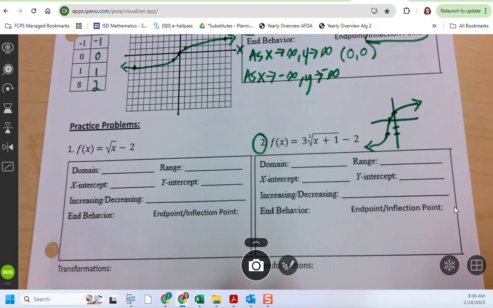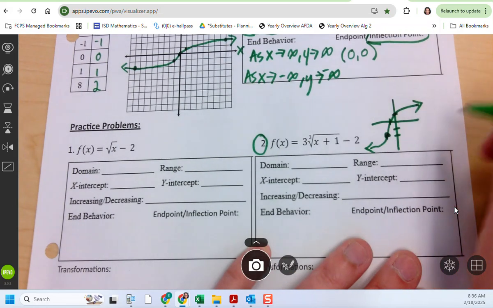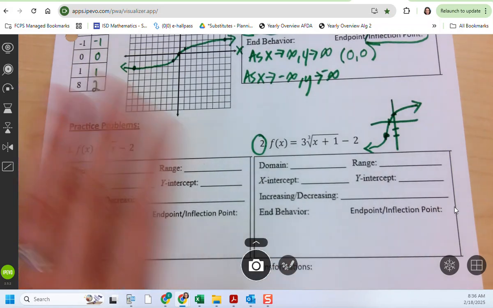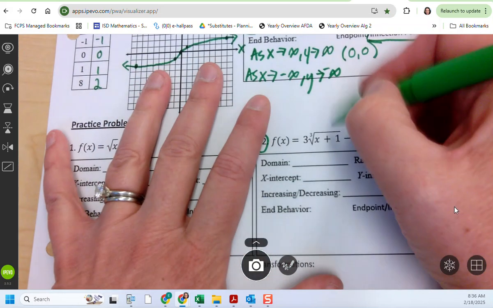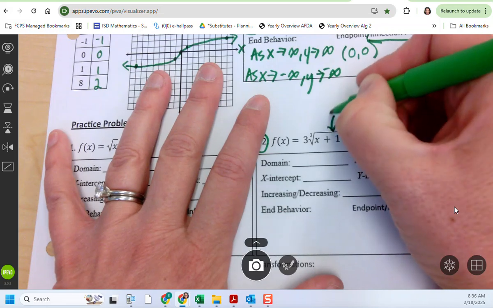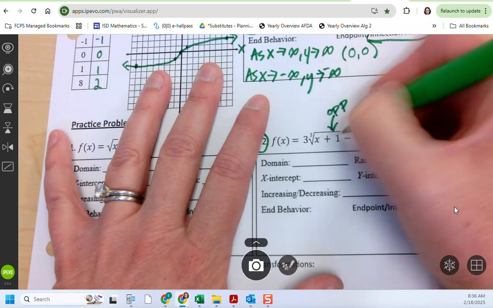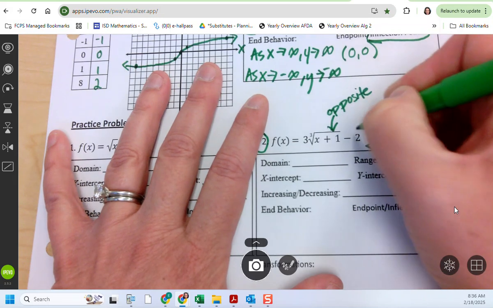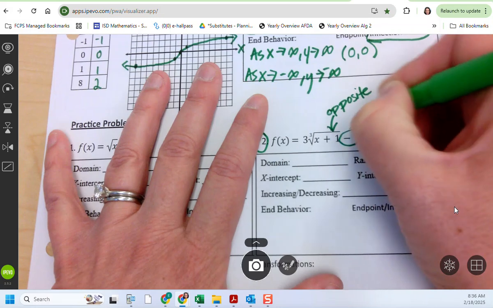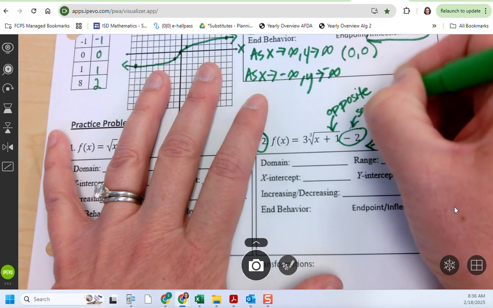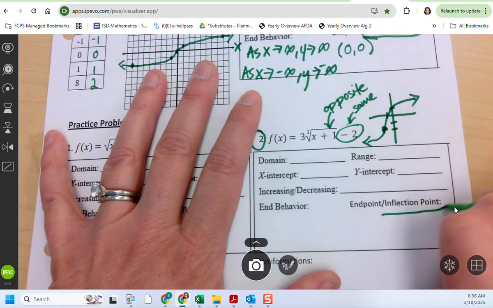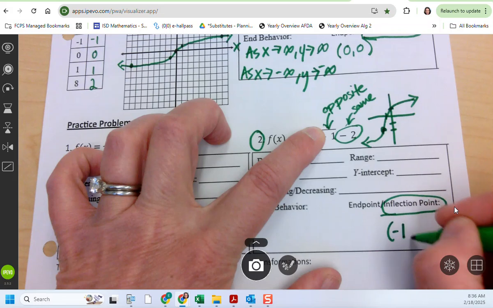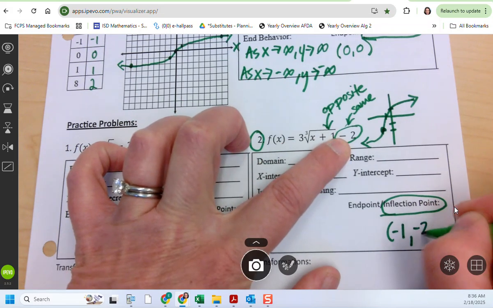All right. So this was my inflection point right here at -1, -2. I saw it on the graph, but you can also get it from your equation. Remember that the x plus or x minus happens opposite, and then the other number is going to be the same. So my inflection point is the opposite of the +1, which is -1, and then the same as this one, -2.